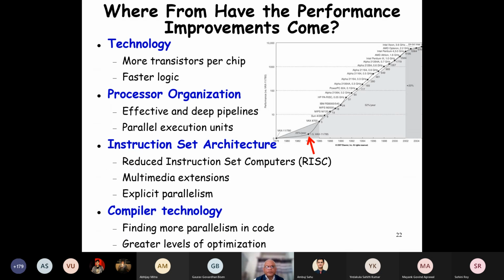Now let's see that the performance has increased almost twice every year. But where has the performance improvement come from? One is the number of transistors.